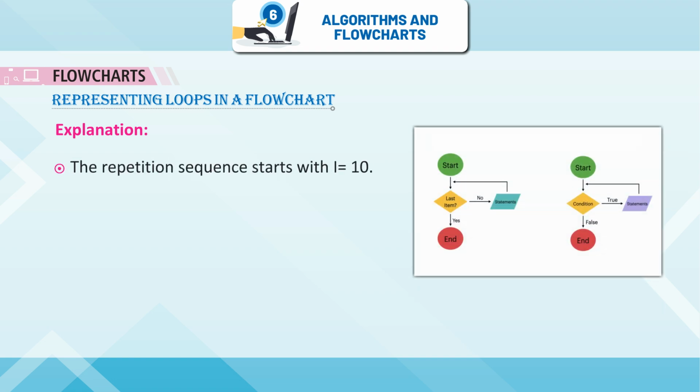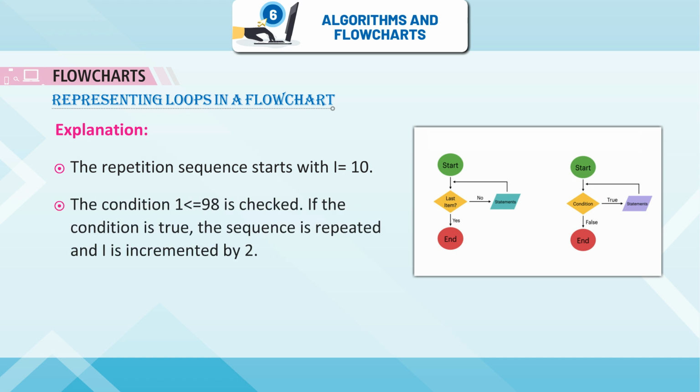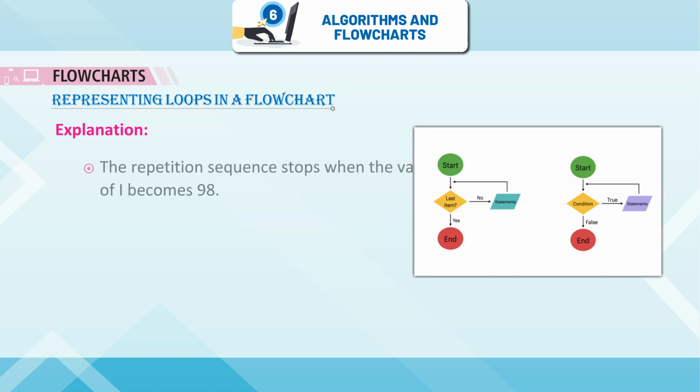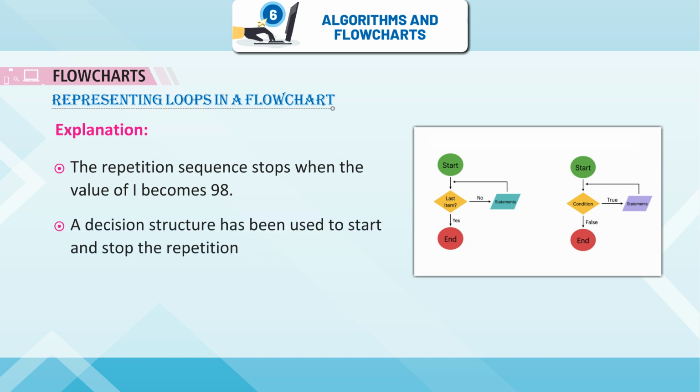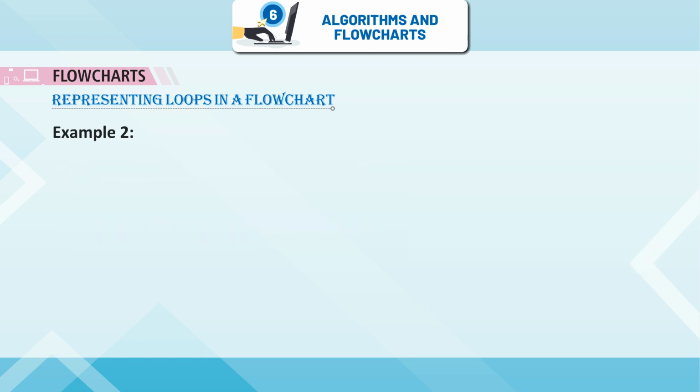Explanation. The repetition sequence starts with I equal to 10. The condition I less than or equal to 98 is checked. If the condition is true, the sequence is repeated and I is incremented by 2. The repetition sequence stops when the value of I becomes 98. A decision structure has been used to start and stop the repetition.